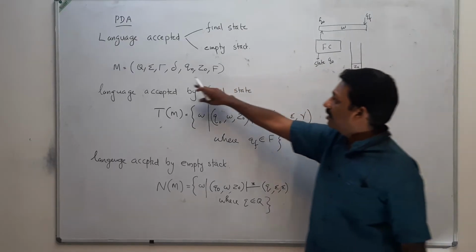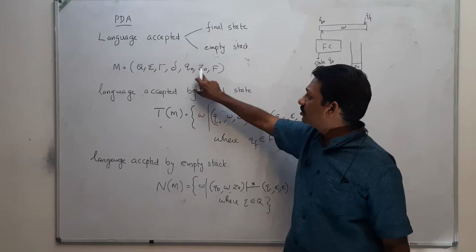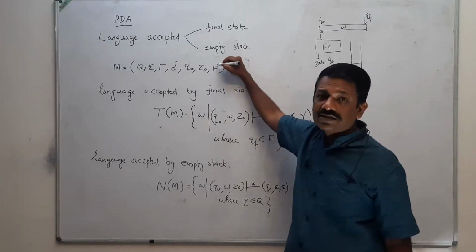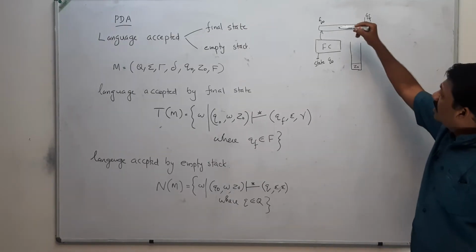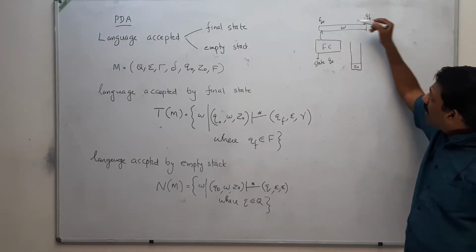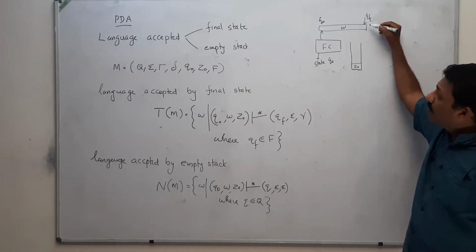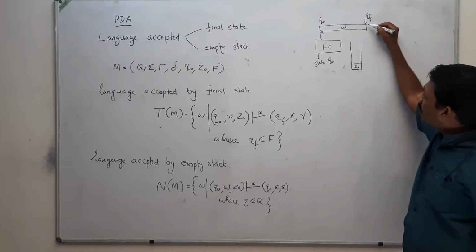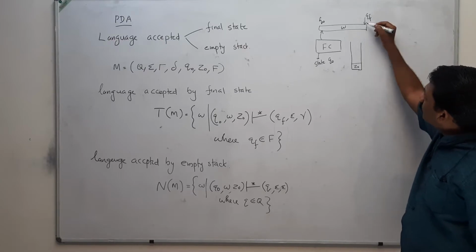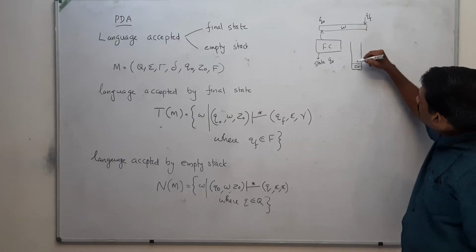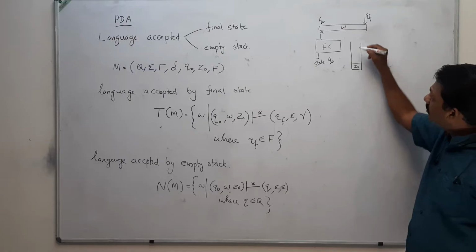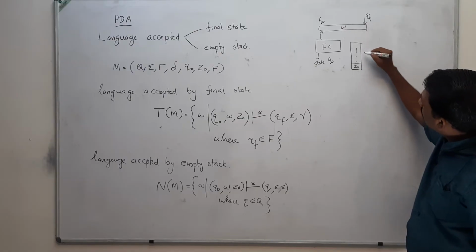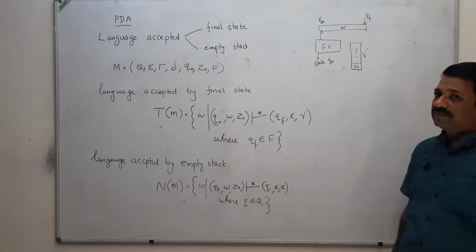here the PDA is Q, sigma, tau, delta, Q0, Z0, F, where F is the set of final states. Initially you are starting from Q0, and if the finite control reaches one of the final states, then that string can be accepted. When you reach this place, you are not bothering about the contents of the stack, which may be represented by gamma.